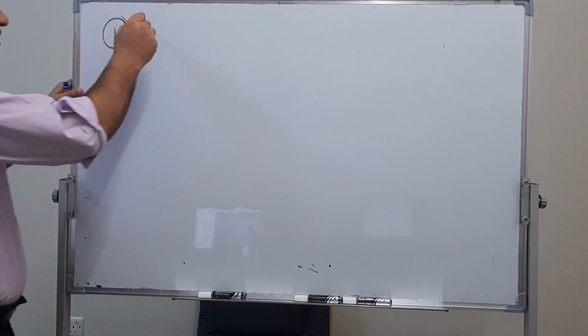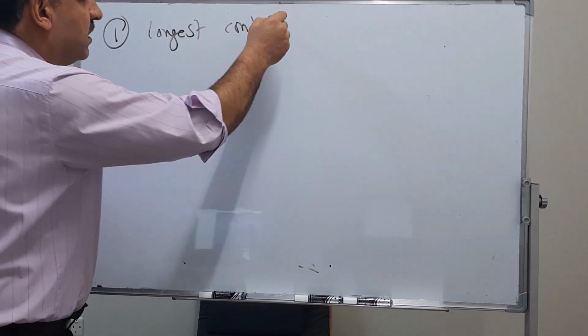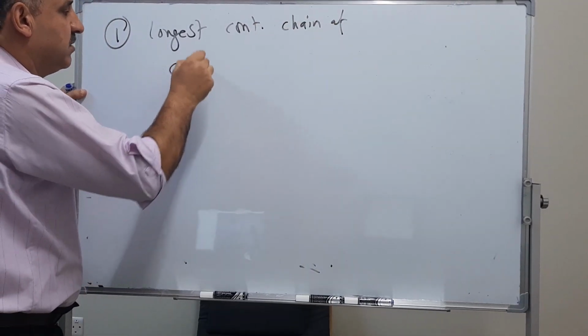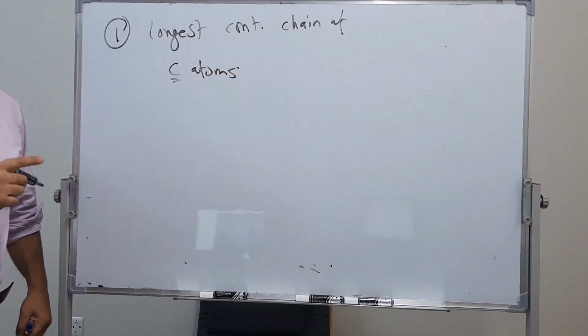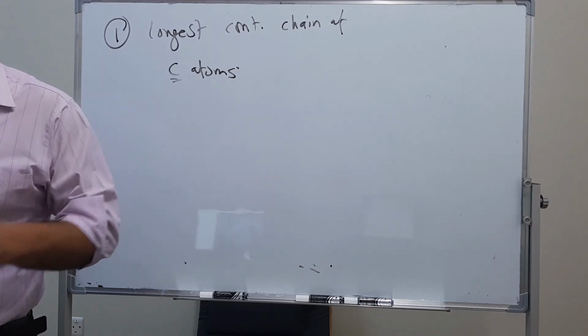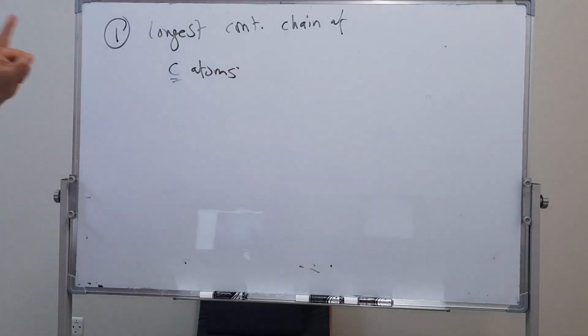So we must determine the longest continuous chain of carbon atoms. Please do not rely on what I'm writing on the board, because I am writing just like an abbreviation, for the sake of not wasting time. The most important thing is that the rules are explained in detail in the slides and the book, so you can follow up nicely. But we are just discussing these rules.